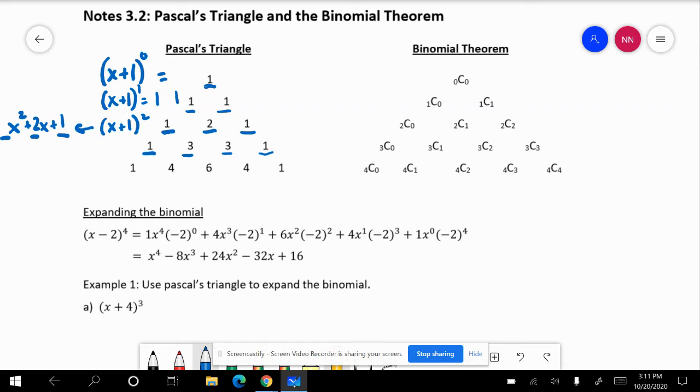Now, how this works is if you add the 1 and the 2, it gives us a 3. The 2 and the 1, it gives us a 3. The 1 and the 3 give us a 4. The 3 and the 3 give us a 6. And the 3 and the 1 give us a 4. So if we were trying to find degree 5, it would be 1. It's always 1 on the outside. 1 plus 4 is 5. 4 plus 6 is 10. 6 plus 4 is 10. 4 plus 1 is 5. So we could find the coefficients of any binomial by this pattern.